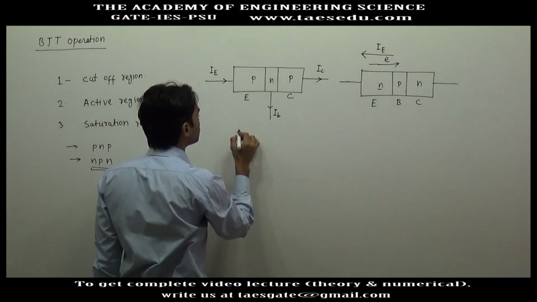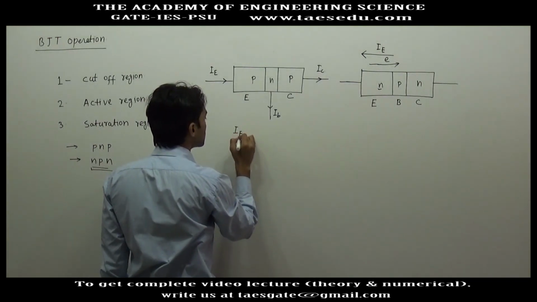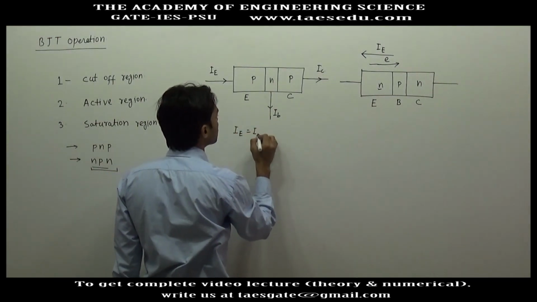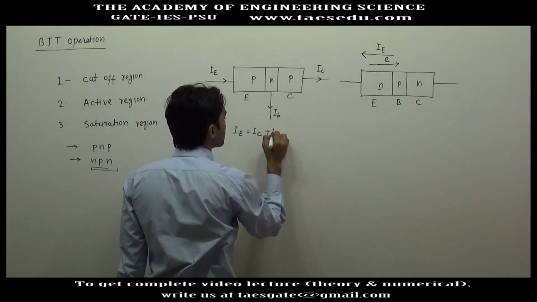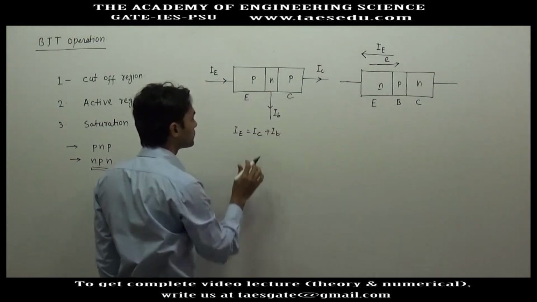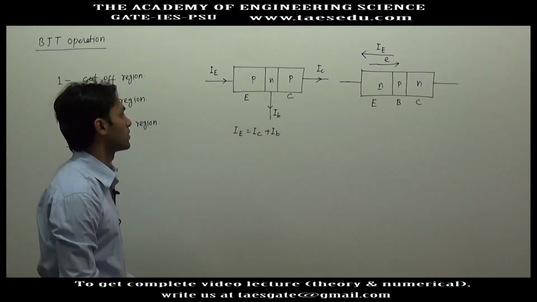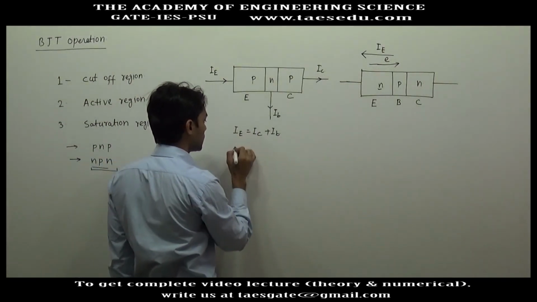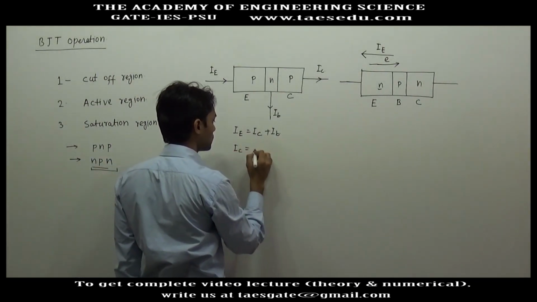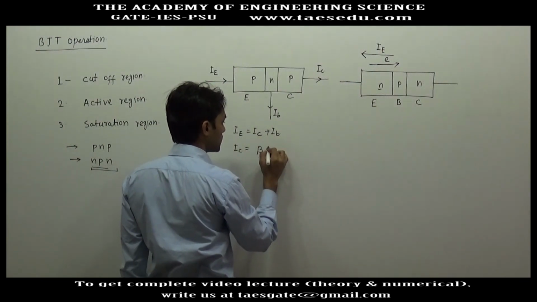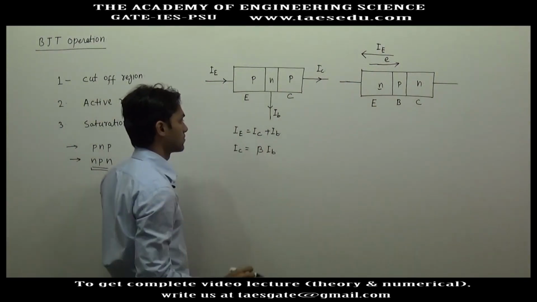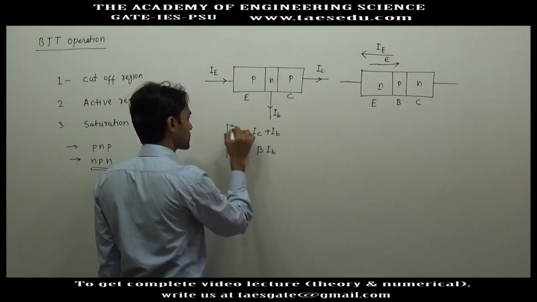And we will write emitter current is equal to collector current plus base current, and collector current is equal to the DC gain into base current. So these things we have already discussed.